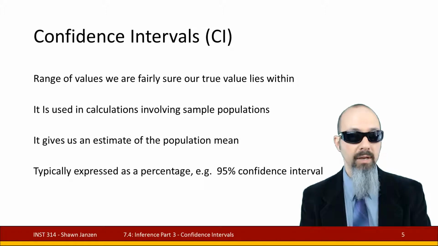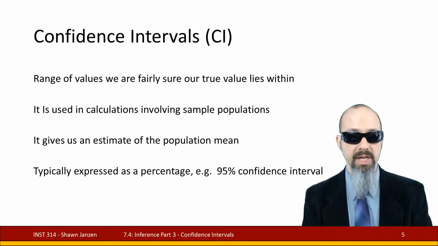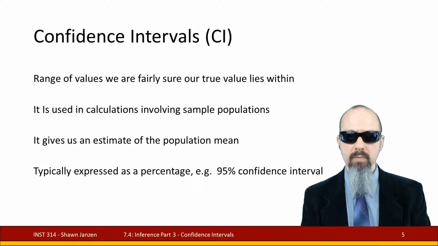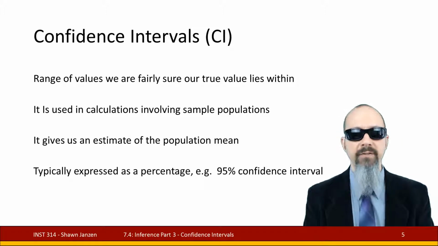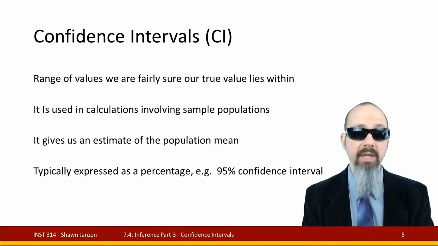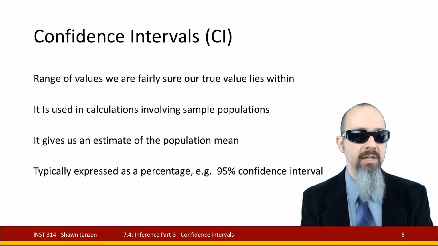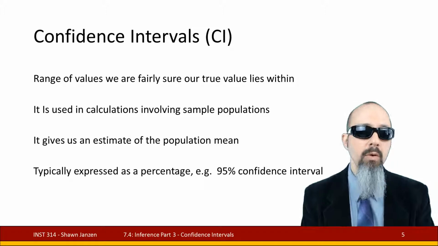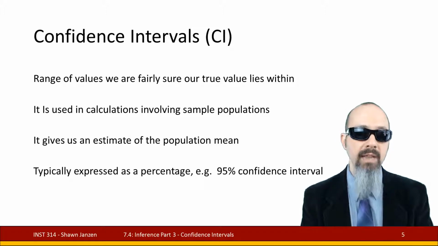We can use it to estimate in sample populations. It gives us an estimate of the population mean, and we typically express it as a percentage, such as a 95% confidence interval. Think of an example: we're getting into election season soon enough, and you might hear a pundit say that politician X has a 57 to 63% chance of being elected. That is an interval. The pundit says that somewhere between 57 and 63% is the chance that this person might get elected, assuming the true percentage is somewhere between 57 and 63. That's the idea of a confidence interval.